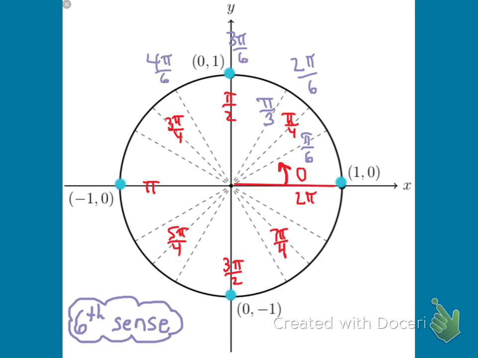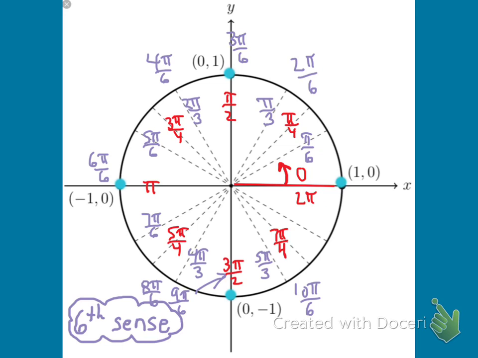Here comes 4 pi over 6, but I got to reduce it. Cut them both in half. 2 pi over 3. 5 pi over 6. 6 pi over 6 is equal to pi. Here comes 7 pi over 6. 8 pi over 6 needs reducing. Cut them both in half into 4 pi over 3. 9 pi over 6 is right there. 10 pi over 6, cut them both in half, is 5 pi over 3. This is 11 pi over 6. And yes, it's true, 12 pi over 6 is equal to 2 pi.